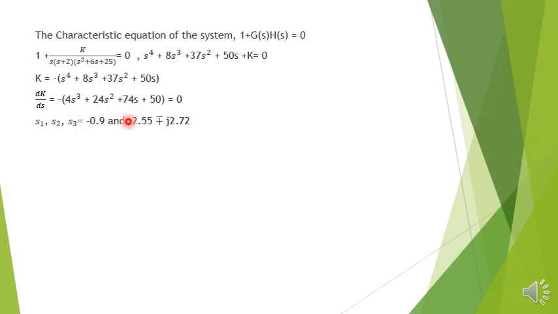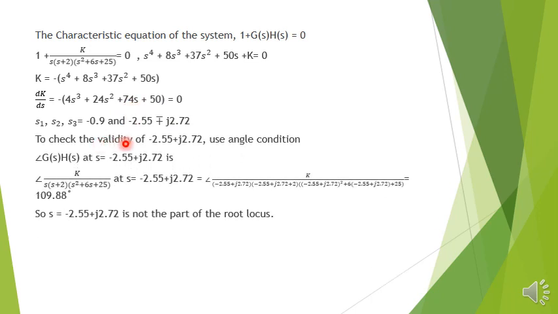But the complex value needs to be checked using the angle condition. So to check the validity of minus 2.55 plus j2.72, use the angle condition. What the angle condition says about the angle of G(s)H(s) at s equal to s1 is: if it is an odd multiple of 180 degrees, then it is a valid breakaway point. It is a point on the root locus.